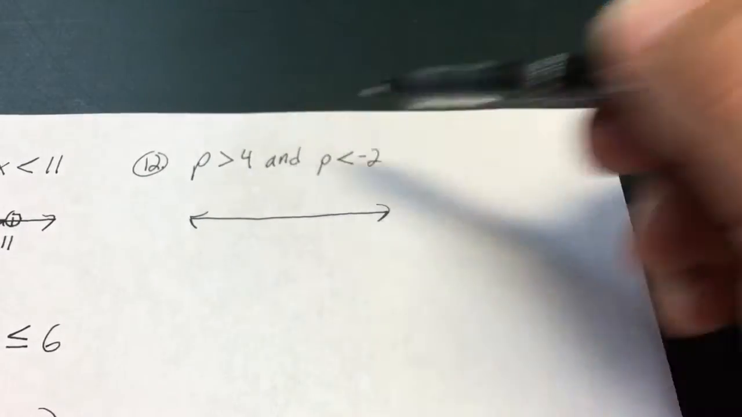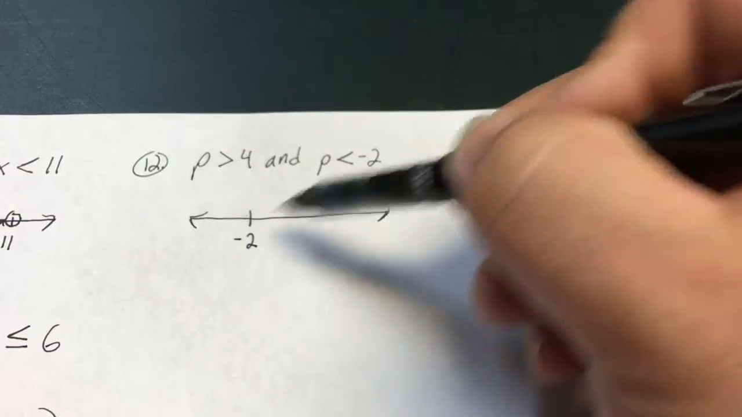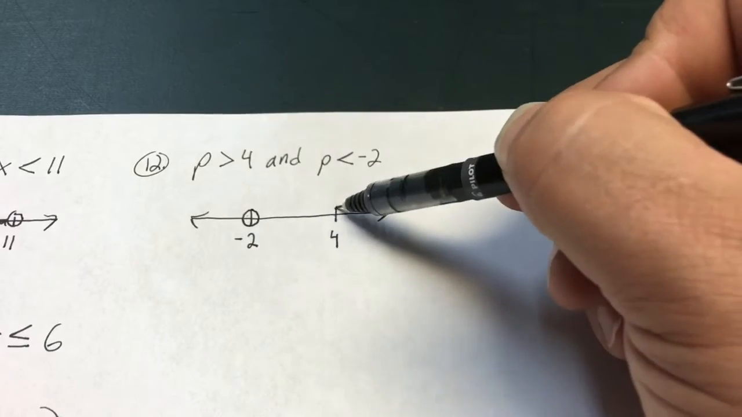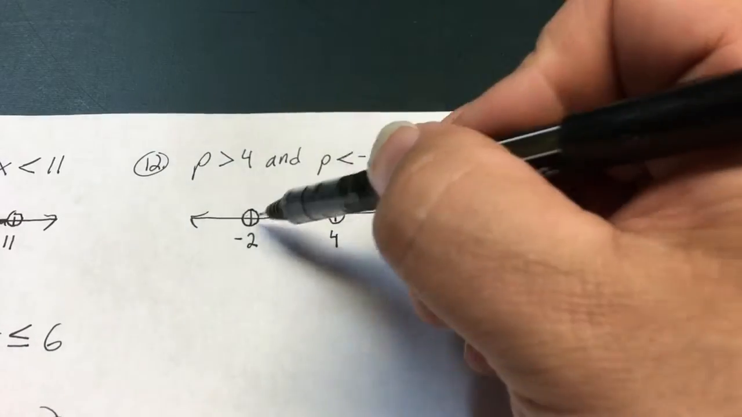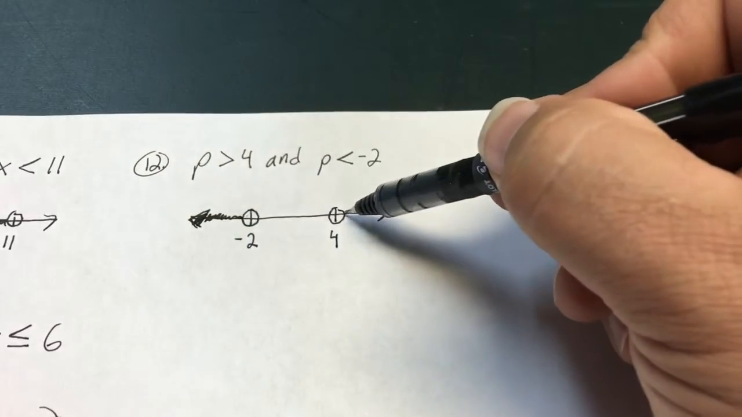This one, I think that's a poor choice of words using an and statement, but we'll see how it works out. Negative 2, so I'm going to go to the left and put my negative 2 because I know negative 2 is to the left of 4. Neither of these has a bar underneath of it, so it's going to be open. And notice it says p is less than negative 2, so that means I'm going to shade to the left of negative 2. And then I'm going to shade to the right of 4.